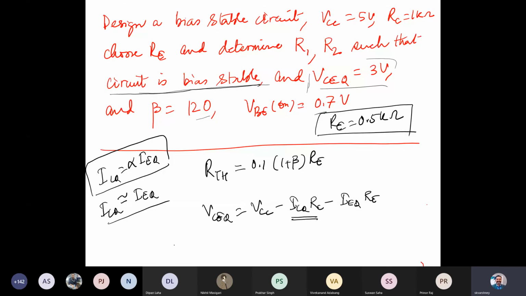So you can find out ICQ. Keep this ICQ the same, so you can get the ICQ. When you have the ICQ, you can try it out. So we had to get the two equations in R1 and R2.